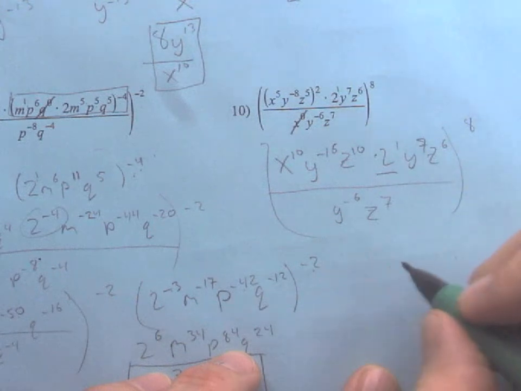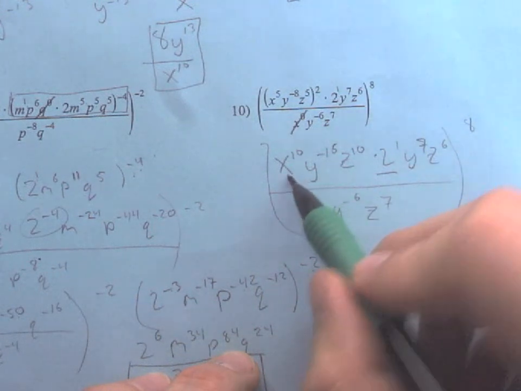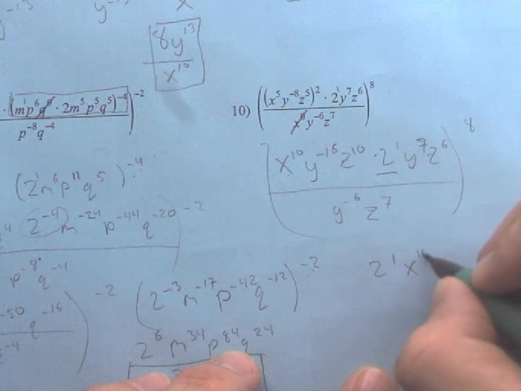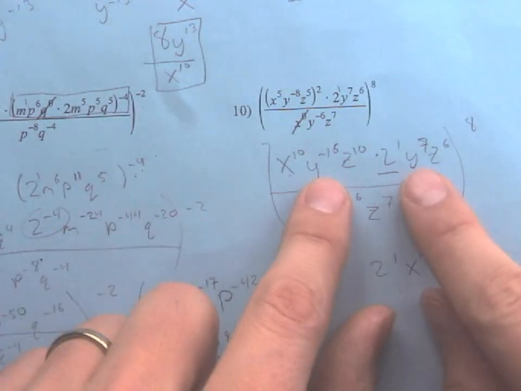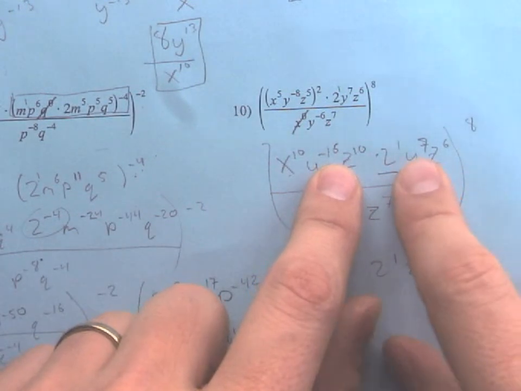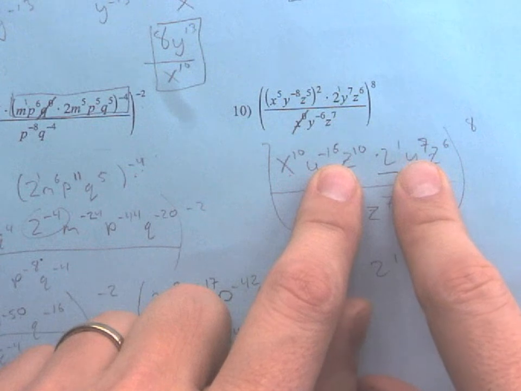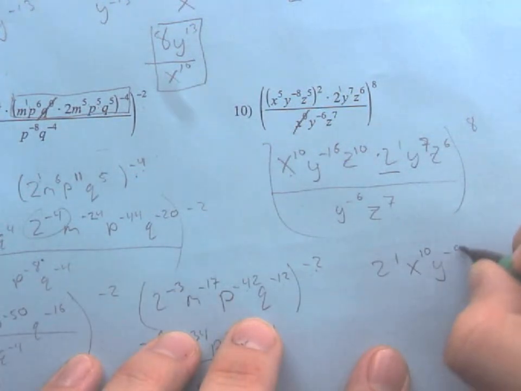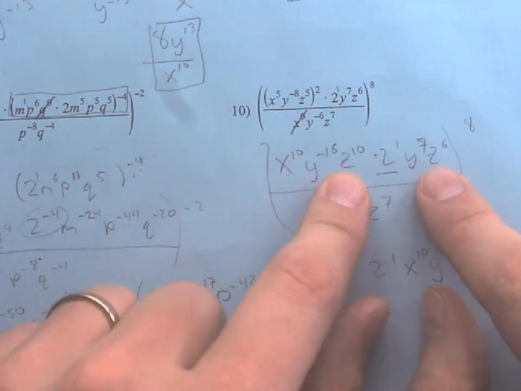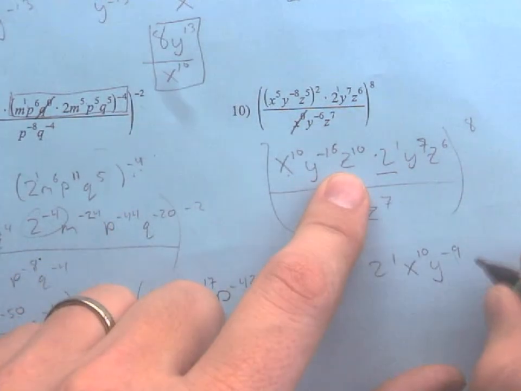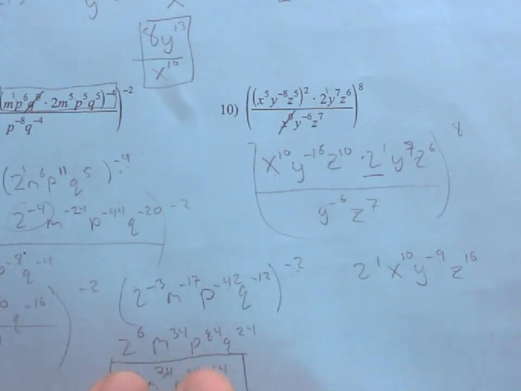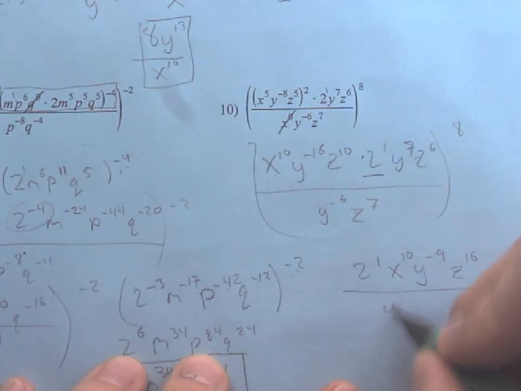We got just a 2 to the 1. Okay, we got some x's here, but no other x's on top. Okay, we got y's and y's. So if we want to add a 7 and a negative 16, that's going to give us a negative 9. We got z's and z's. When we add the 10 and the 6, we're going to get a 16. So that's using the product property there. Only one property at a time.